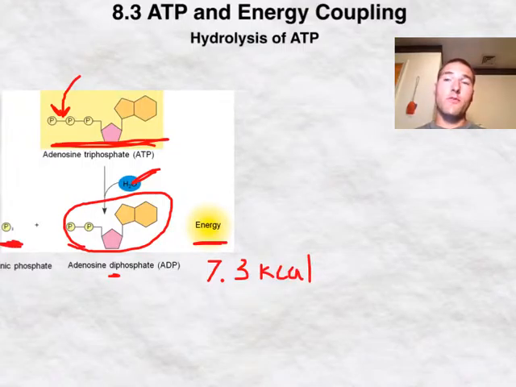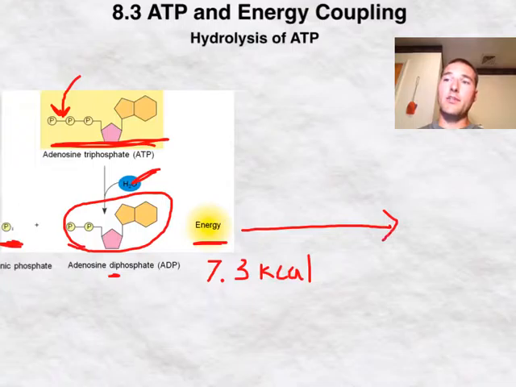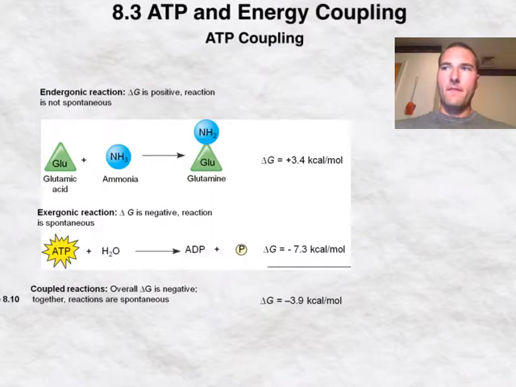What that can be used for is we can take the energy that's released there, and that's enough energy to feed into a reaction that requires 7.3 kilocalories per mole or less. Okay, so if it needs more than that, then we'd have to use 2 ATP or something like that. But we have enough energy to run a reaction that would require less than 7.3 kilocalories. So let's take a look at an example of that.